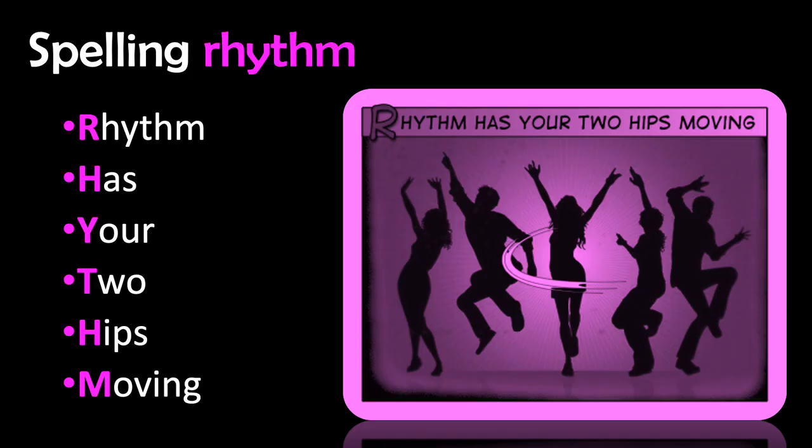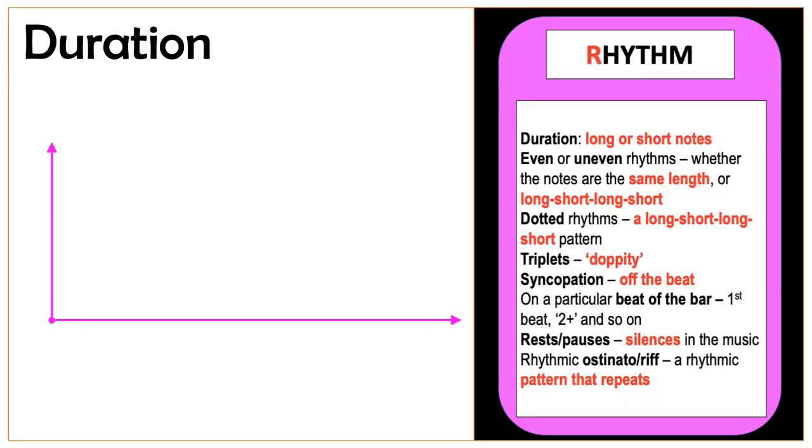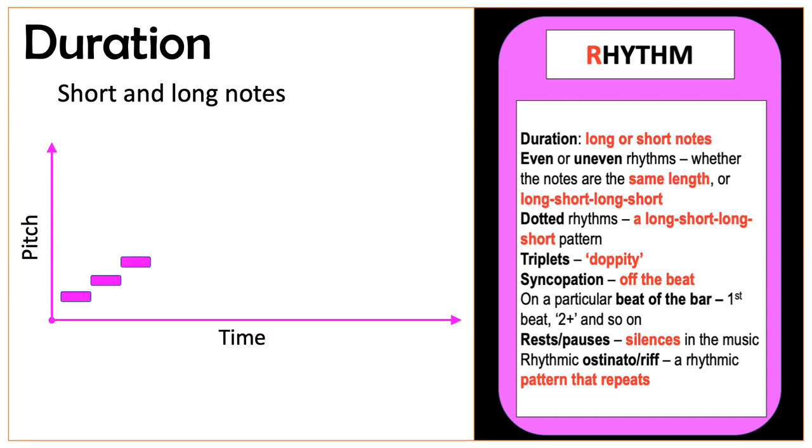Rhythm is one of the most commonly misspelt musical words. Here is a mnemonic to help you spell it correctly. Rhythm has your 2 hips moving. Notice that there are 2 H's and no E's. So what is rhythm? Rhythm is just a combination of long and short notes. We call the length of a note its duration. So we can have short notes and long notes.